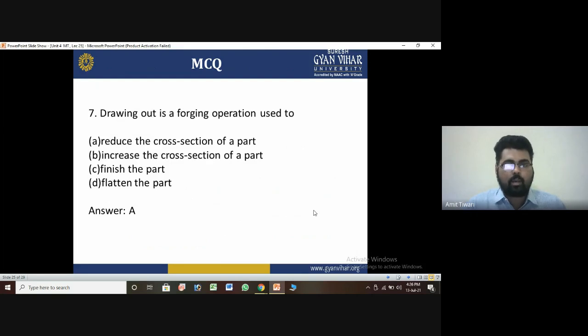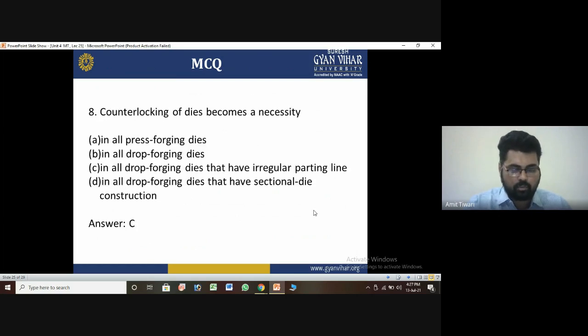Seventh: drawing out in a forging operation is used to: A, reduce the cross section of a part; B, increase the cross section of the part; C, finish the part and flatten the part. We can say that reducing the cross section of the part is the answer for the question.